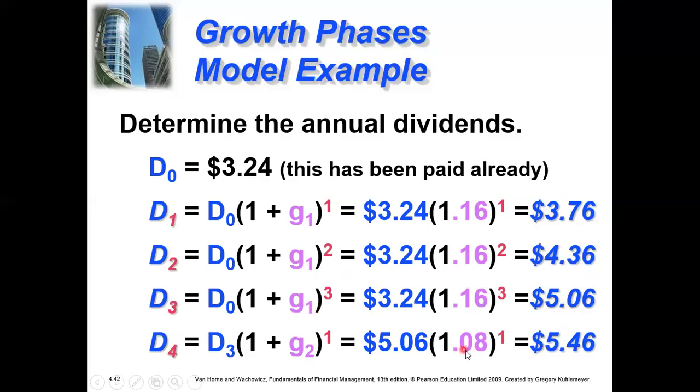We have now grown D3 by 8%, and we have multiplied it by 1.08. So it is $5.46. So in this way, the dividend in the fourth time period, D4, is 5.46. As we have calculated D4, now we can easily calculate the value of V3 that we have just seen in the previous slides.